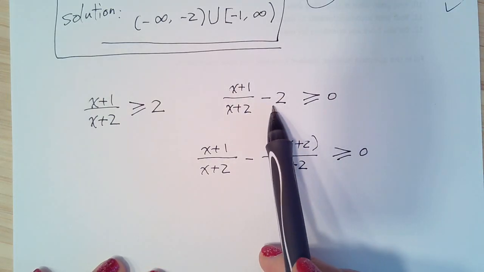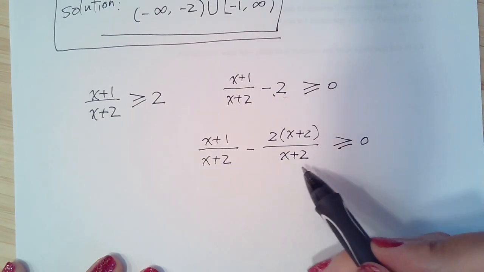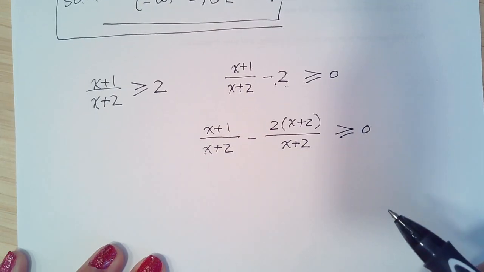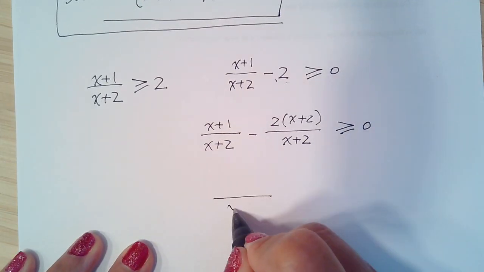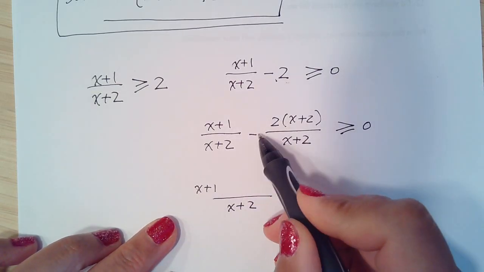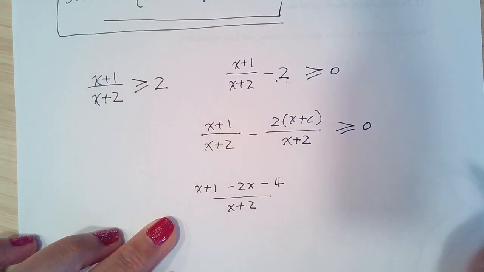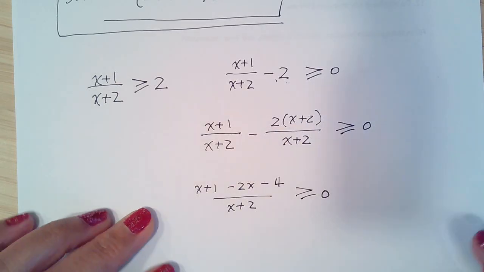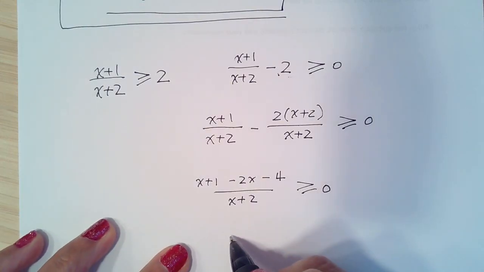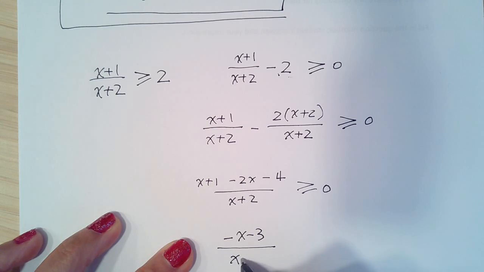This 2 is actually 2 over 1, and the least common denominator is x+2, so I multiply by x+2 for both numerator and denominator. All right, now I can continue. The denominator is x+2, and the top I have x+1, and then minus 2x, minus 4, greater than or equal to 0. Not done yet. The numerator is negative x minus 3. The denominator is x+2 greater than or equal to 0.